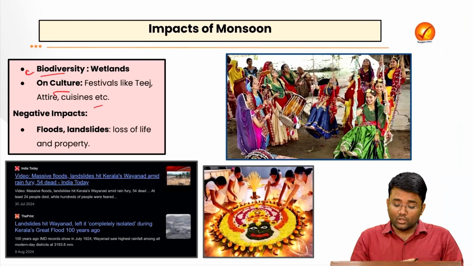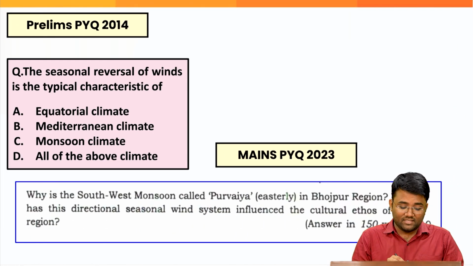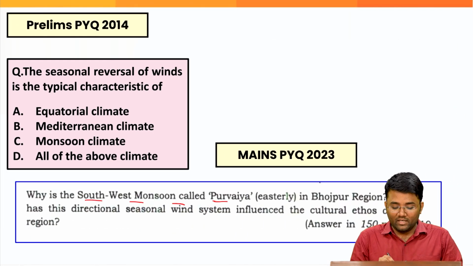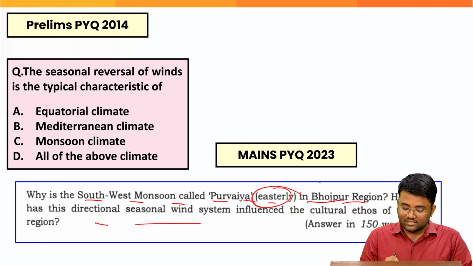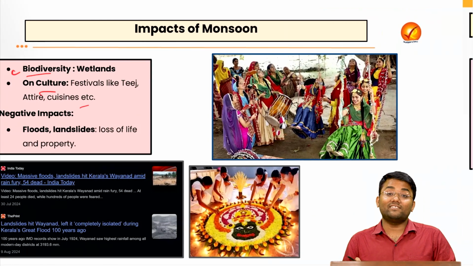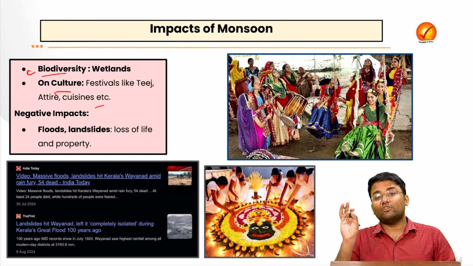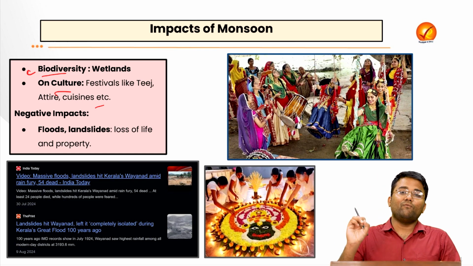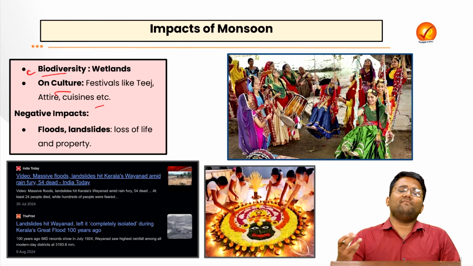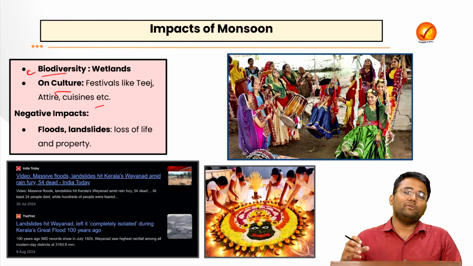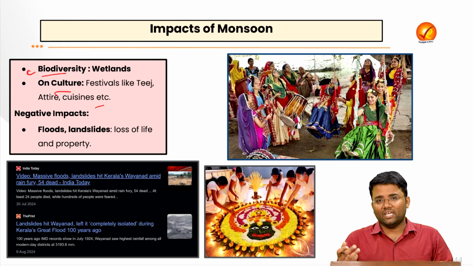And this is the reason there was a question asked in the UPSC examination about the southwest monsoon winds that are called Purvaiya, or easterly, in the Bhojpur region, and how this wind system influences the cultural ethos. So you'll have to write about the folk arts, the folk songs, the food habits, the attire, and the religious festivals that are celebrated.